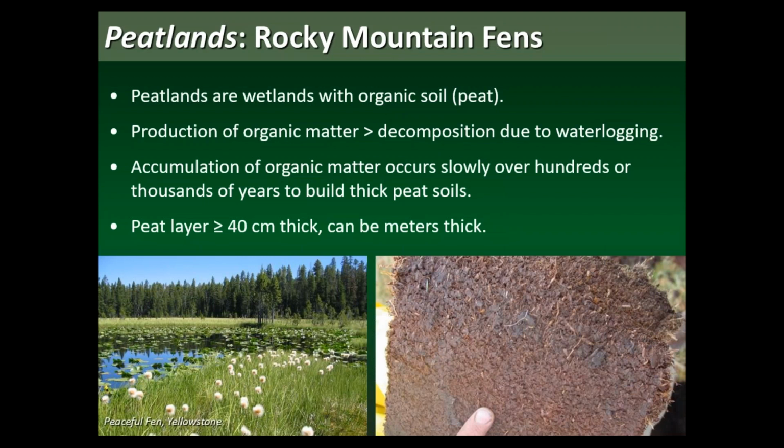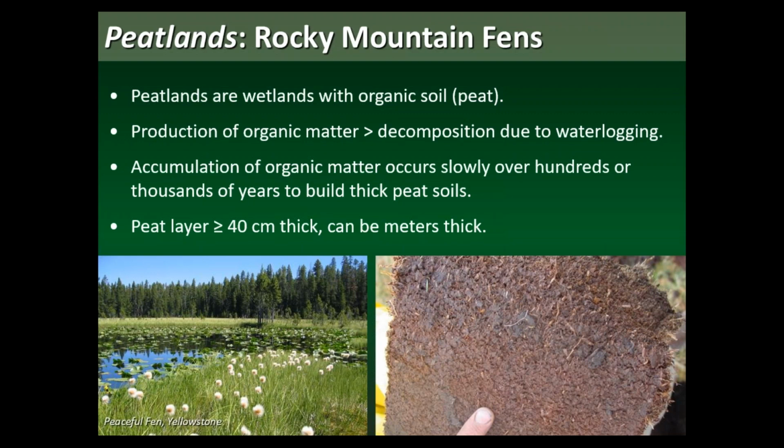The first wetland type I would like to highlight is peatlands. Peatlands are wetlands with organic soil, also referred to as peat. Peatlands form wherever the production of organic matter exceeds decomposition due to waterlogging. Peatland soils are permanent or near permanently saturated. The lack of free oxygen in saturated peat soils limits decomposition.